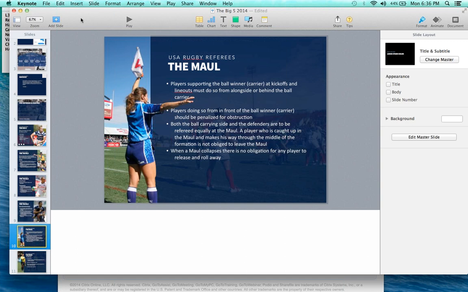Sure. Okay, the question is, we have been told that any time a ball carrier hits the ground, the tackler must release. I think that was on your previous year's slide. Yes. So in a maul, it does not turn into a ruck or into a tackle. And good question, Brady, thank you.